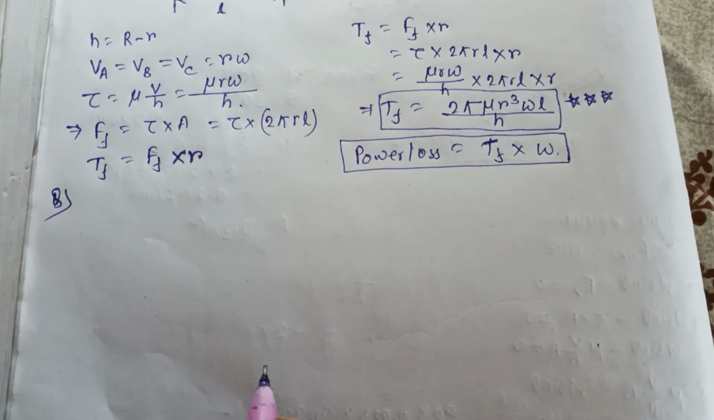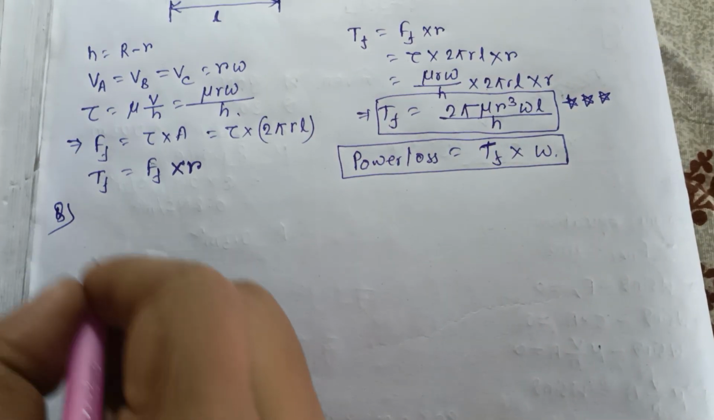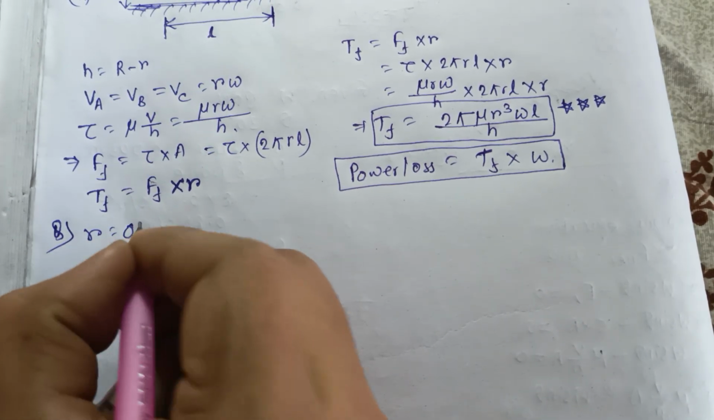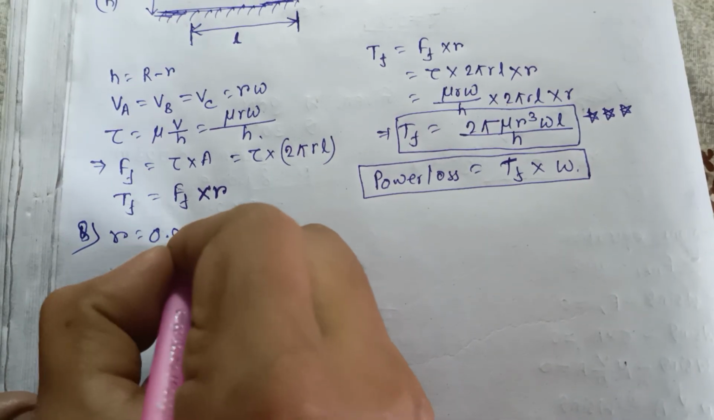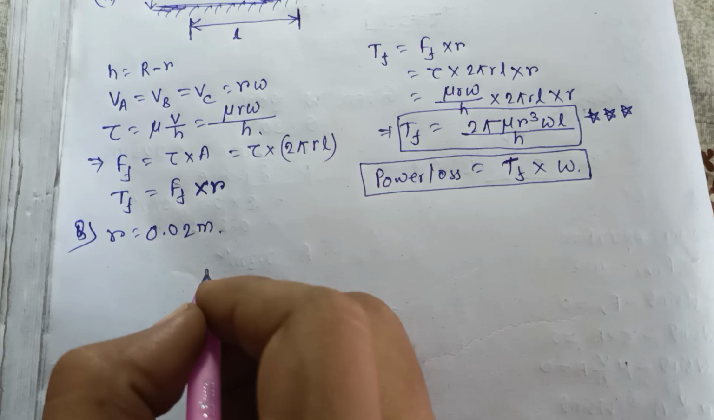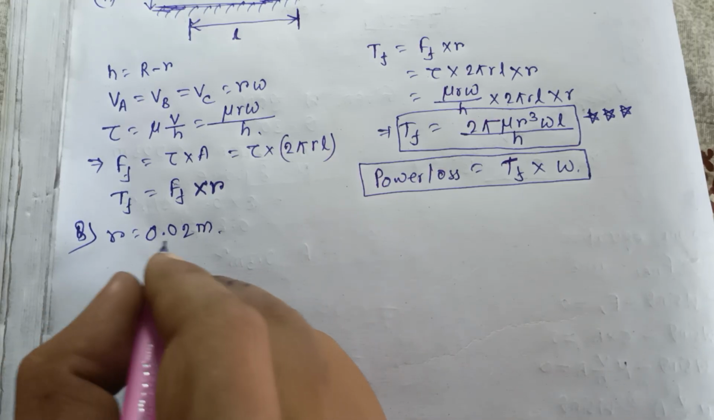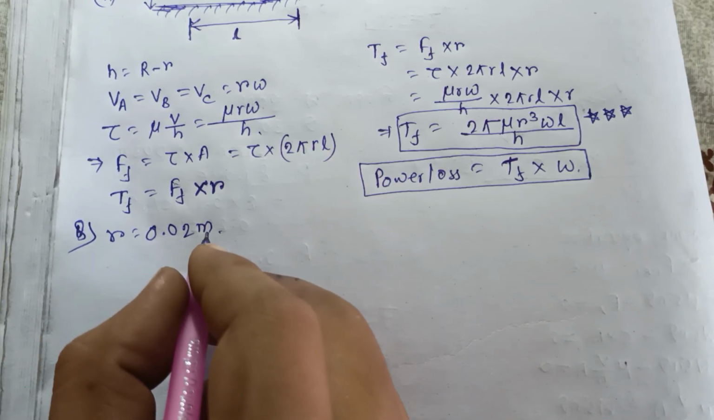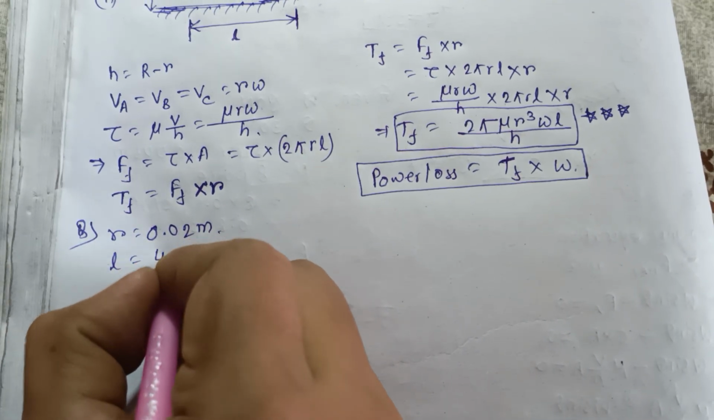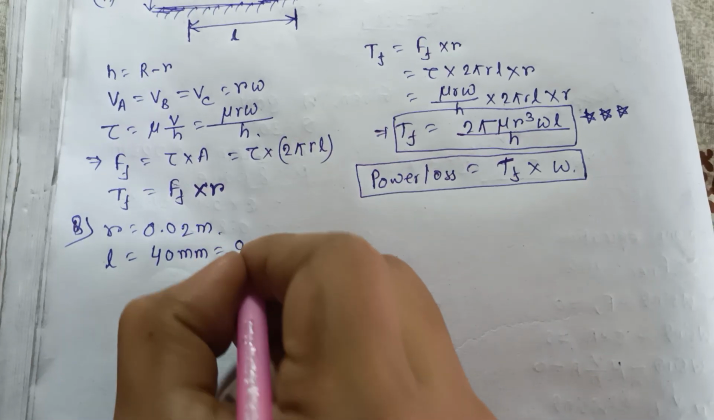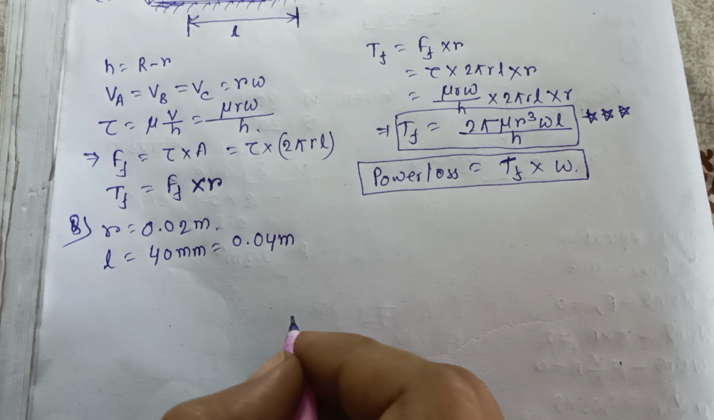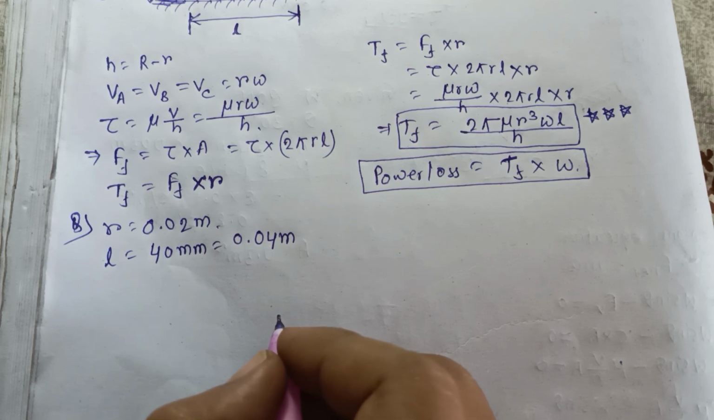A journal bearing has a shaft diameter of 40 mm. So the radius R is 0.02 meter, and the length is 40 mm, that is equal to 0.04 meter. The shaft is rotating at 20 radian per second.